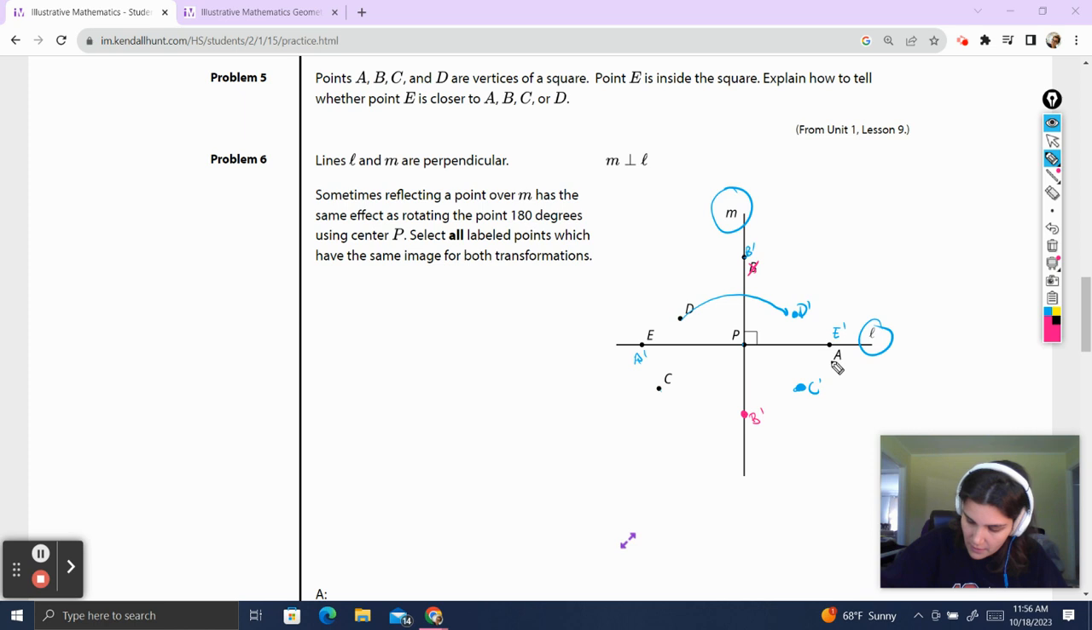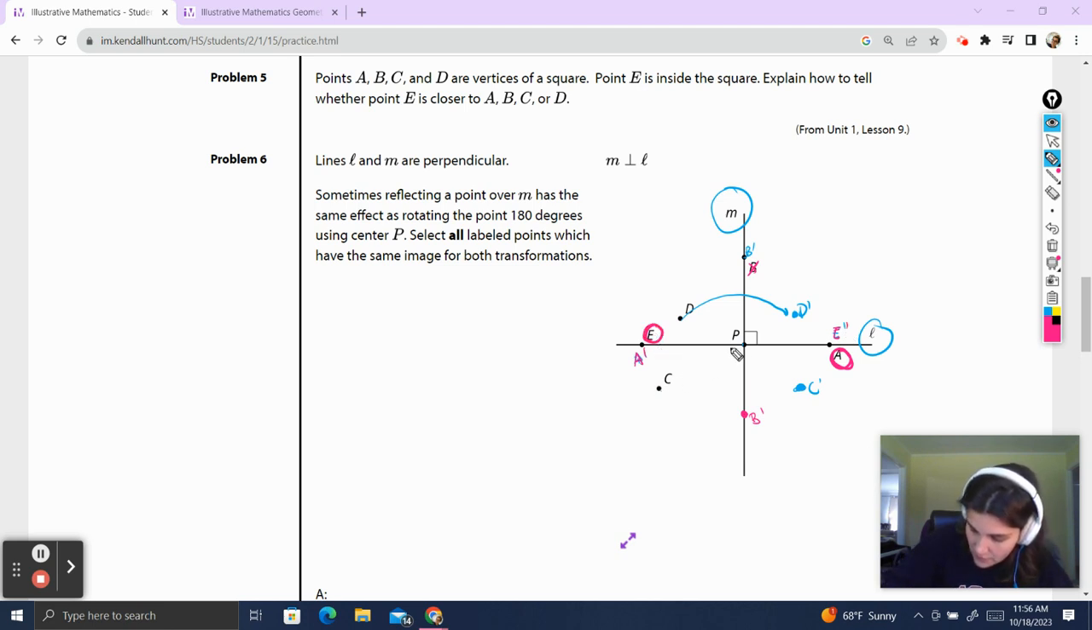A rotated 180 degrees. Well, he's going to come over here. He's going to be A prime. Okay, our pink A prime and our blue A prime line up, so A is going to be one of our answers. E rotated 180 degrees around point P. He's also going to be E prime, so E is one of our answers.